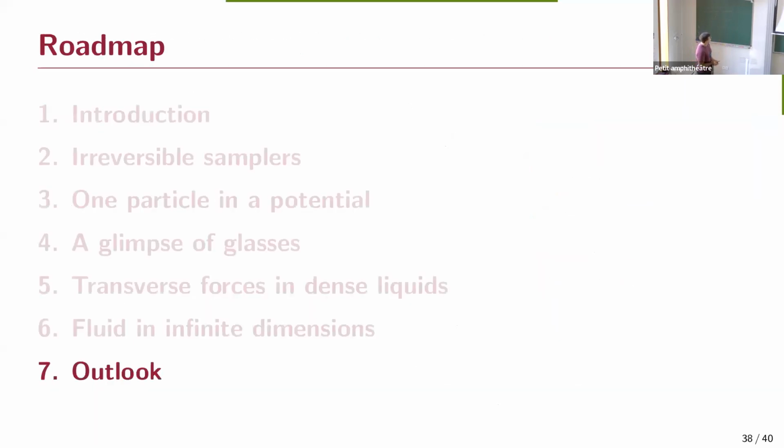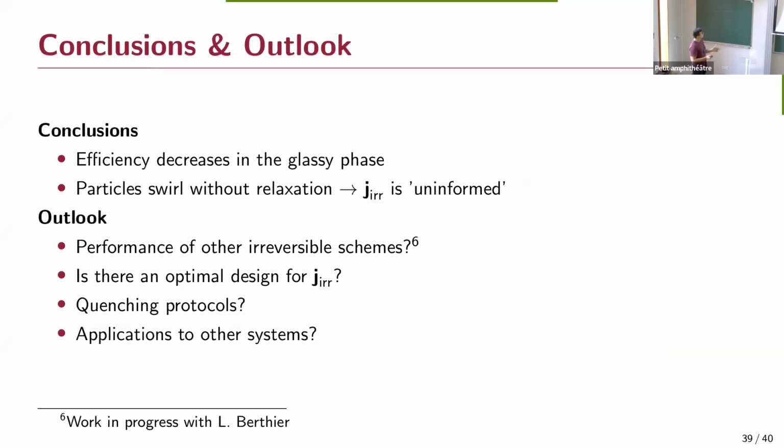And so going to the outlook and the conclusion, so the efficiency decreases in the glassy phase for this irreversible sampler. And this happens because the current that I'm inserting inside my system is uninformed. The motion of the particle is uncorrelated. They get stuck in their local cage. And then the question is, how much of this can be generalized to other irreversible samplers? How much is this decreasing of efficiency to be expected also in other form of irreversible sampler? And if not, why? Is there an optimal design for this irreversible current?